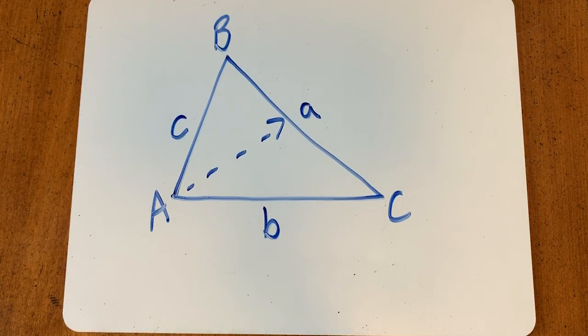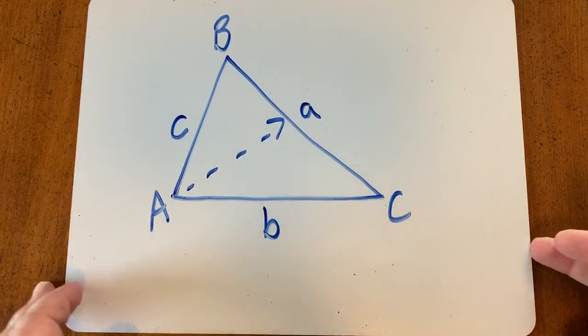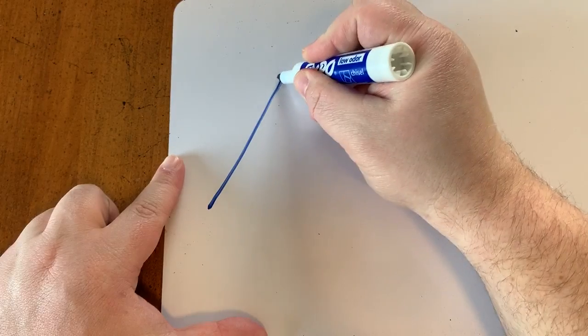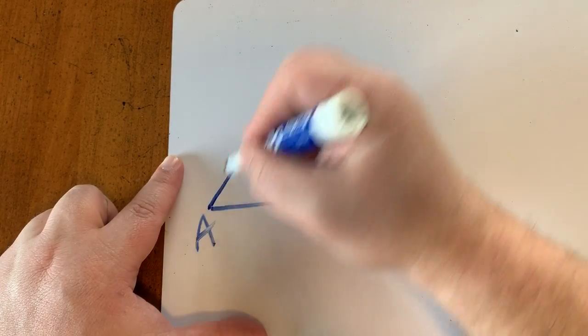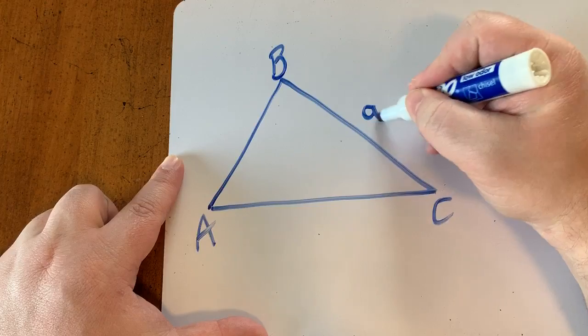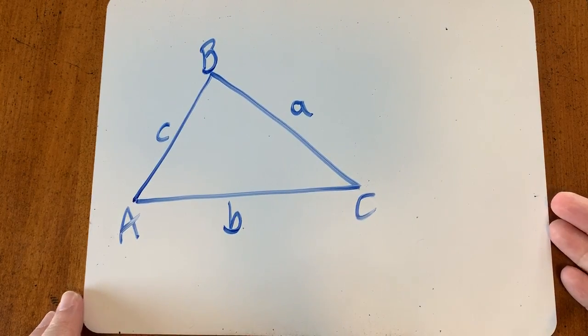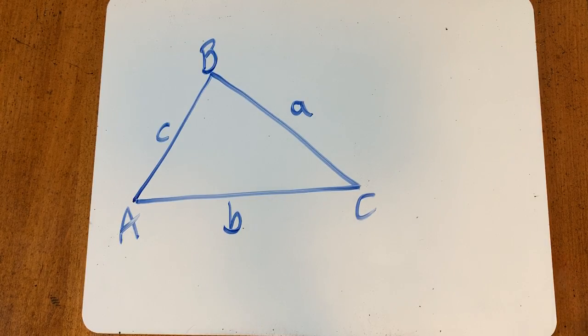Now, since I already have that drawn in, I'm going to redraw this triangle. So we have A, B, C, A, B, and C. Okay. So with this, we can't really solve it with what we have.